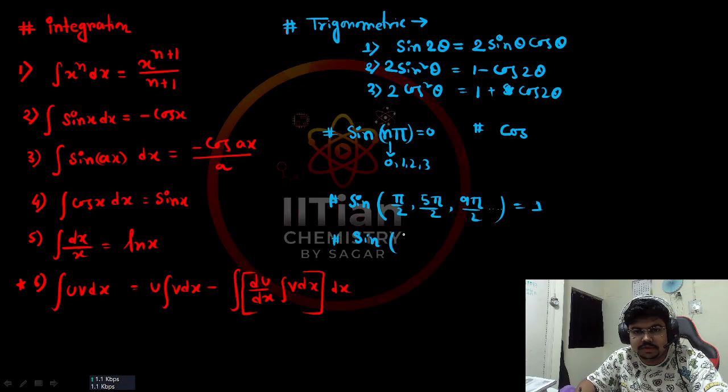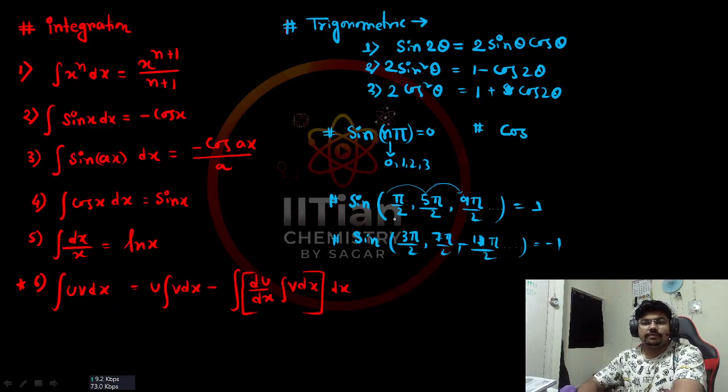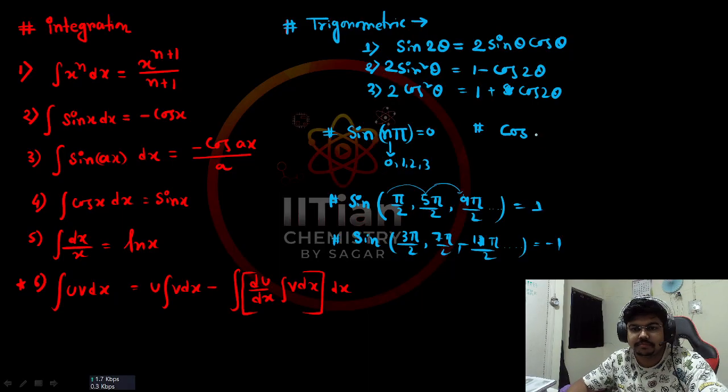Sin, if it's 3 pi by 2, 7 pi by 2, that means 4 pi is adding on, and 4 pi is adding on. Okay, or 11 pi by 2, like this. If sine is at 3 pi by 2, that means basically these are minus 1. So these are values of sin x at different locations of the graph of y equal to sin x, right?